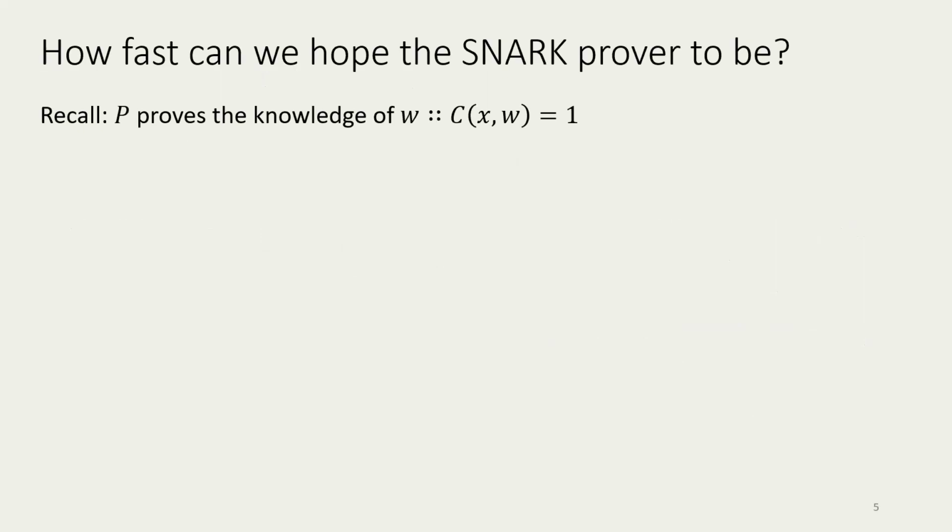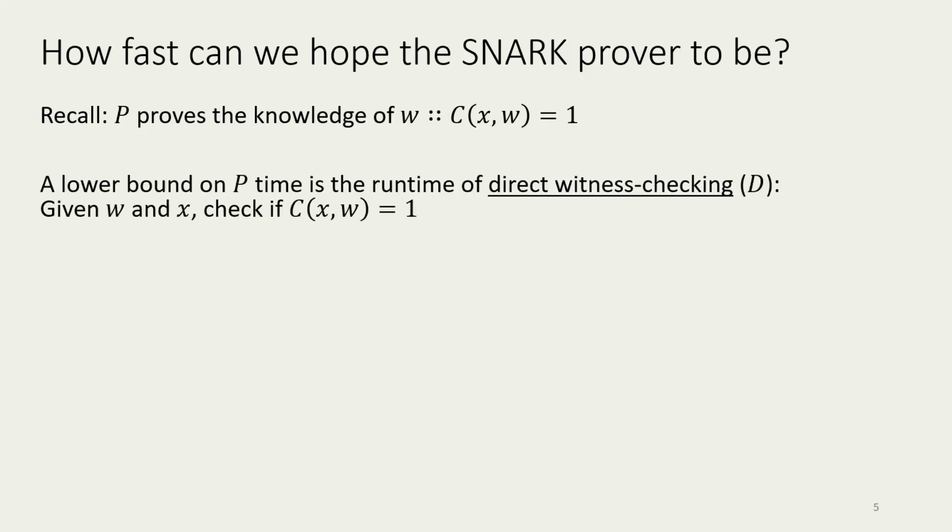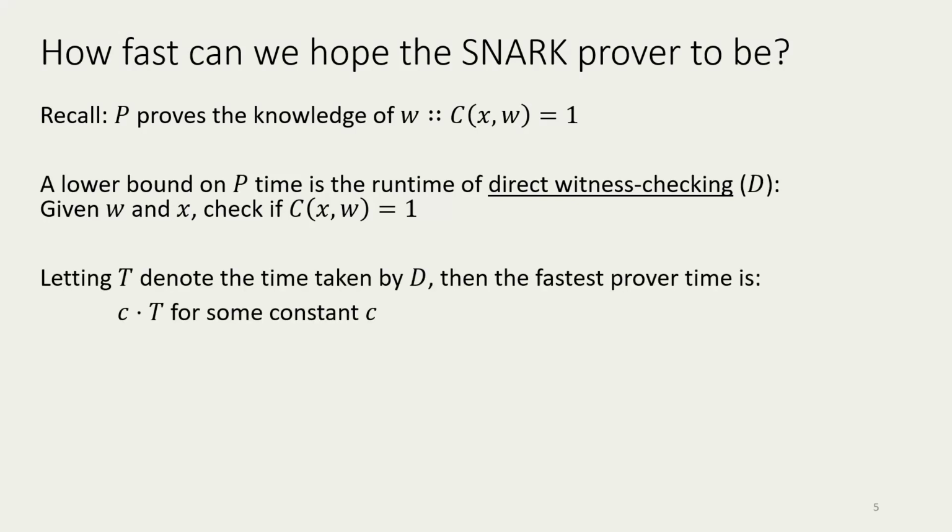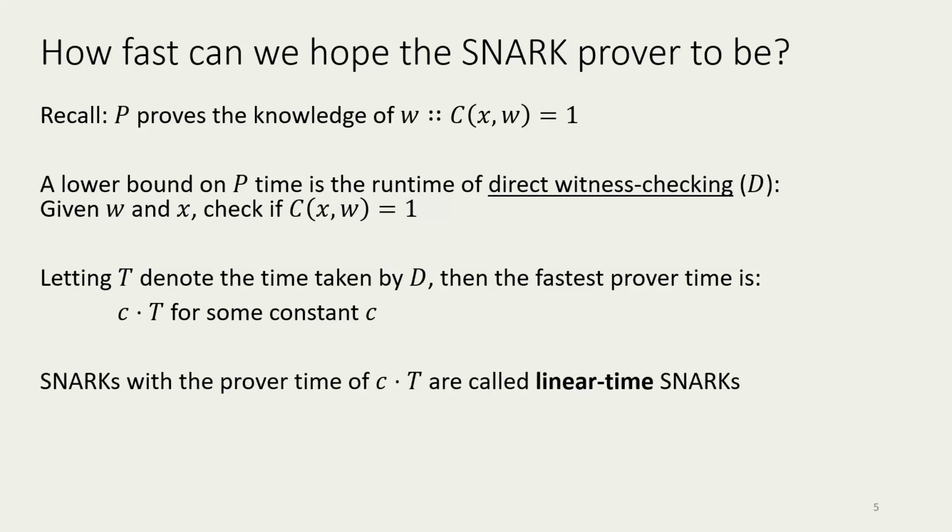So this brings me to our question, which is how fast can we actually hope the SNARK prover to be? As I mentioned earlier, the prover is proving the knowledge of some witness such that the circuit is satisfying. So a lower bound on the prover time is the cost of checking the witness, or what I call the direct witness checking. The direct witness checking procedure just takes the witness and the public I/O and checks if the circuit is satisfying. So if we let T denote the time taken by this direct witness checking procedure, then the fastest prover time that we can hope for is C times T, where C is some constant. SNARKs with a prover time of C times T are referred to as linear time SNARKs.